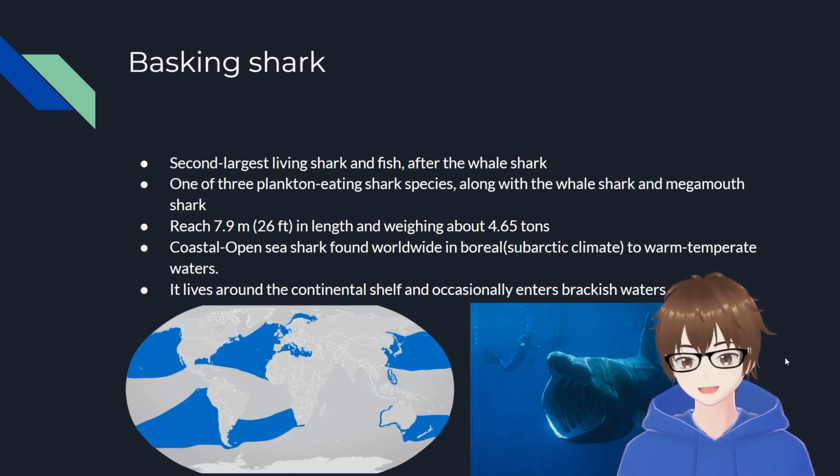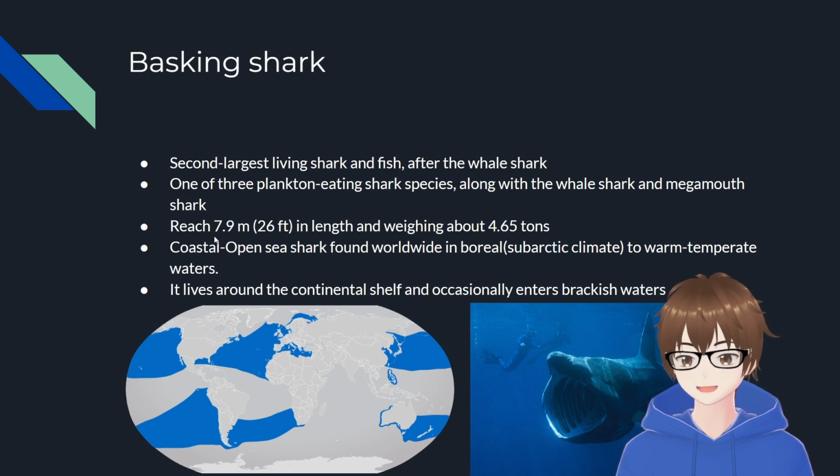So then we're going to be moving on to one of our filter feeding organisms. Since we already talked a little bit about the whale shark, we'll take a look at the basking shark. It is the second largest living shark and fish after the whale shark, and is one of the three plankton eating shark species along with the whale shark and the megamouth shark.